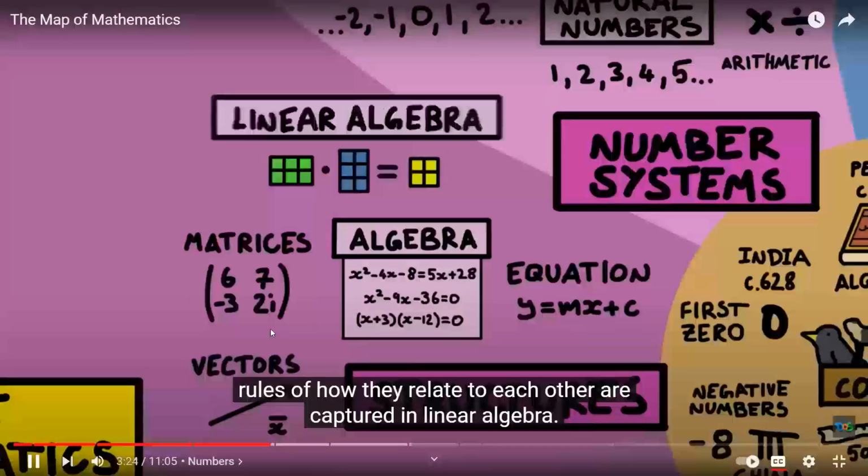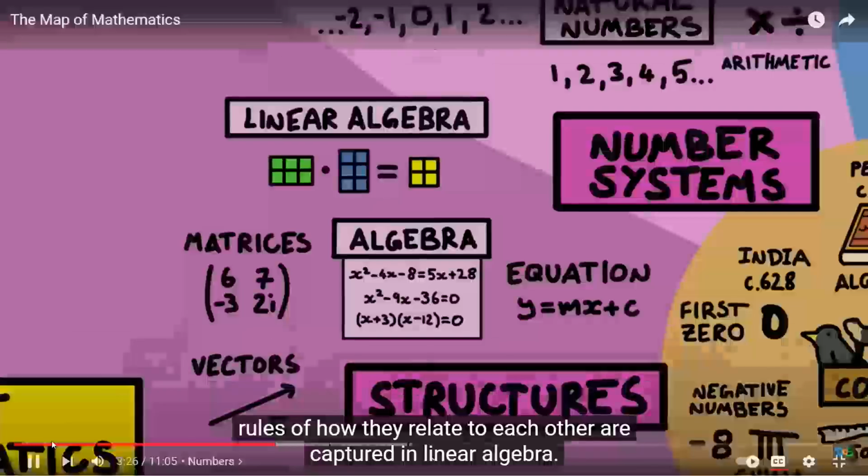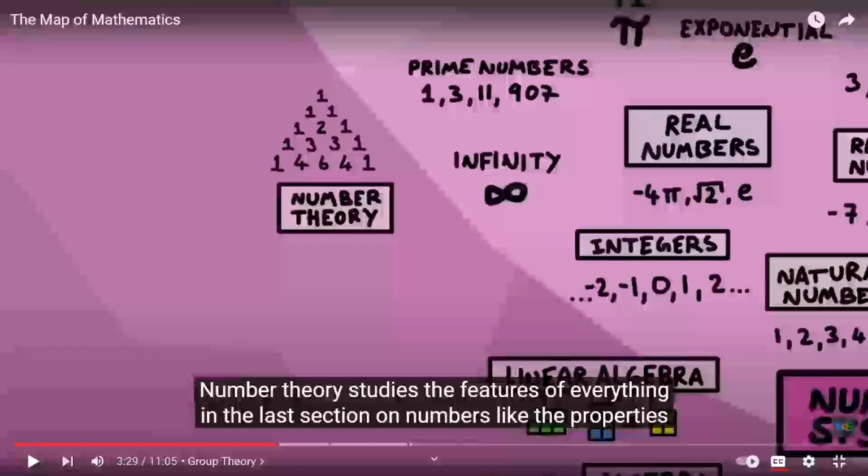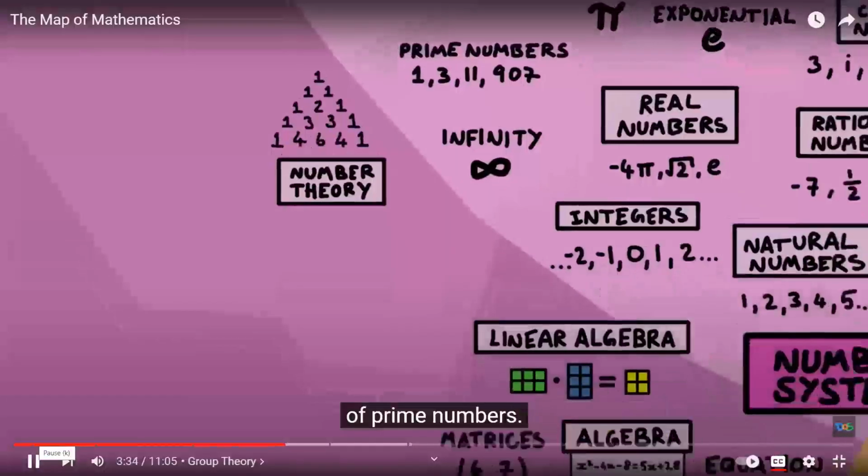Number theory studies the features of everything in the last section on numbers, like the properties of prime numbers.